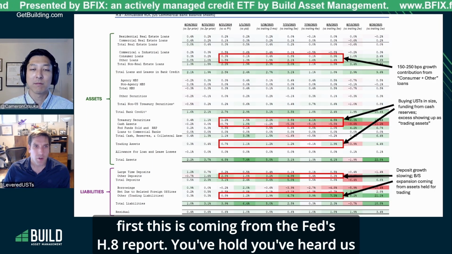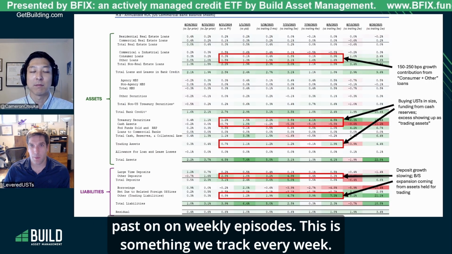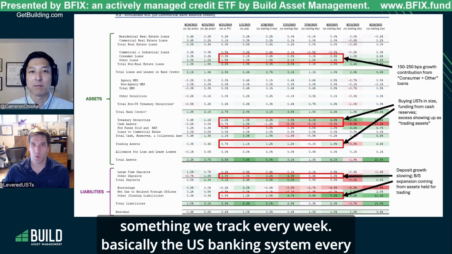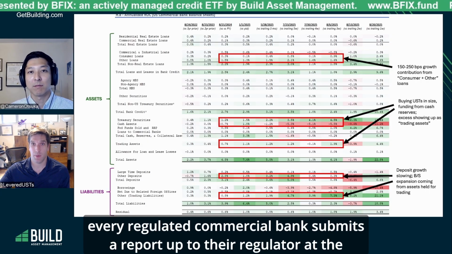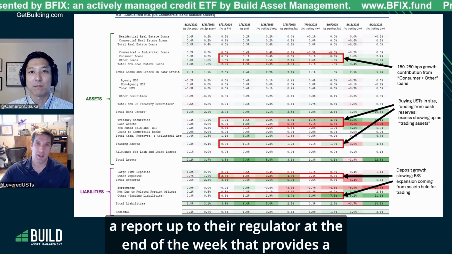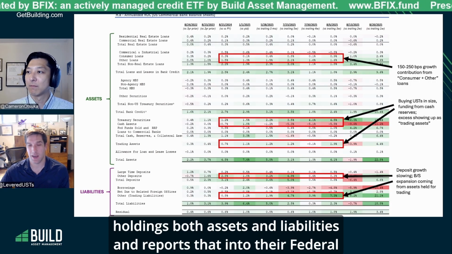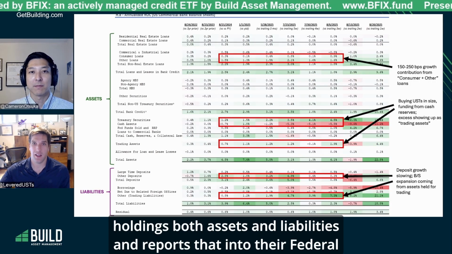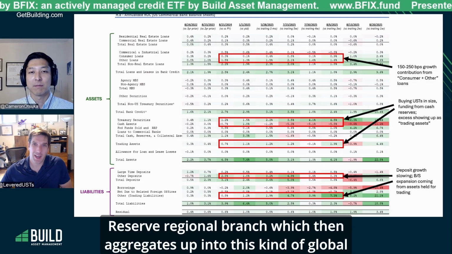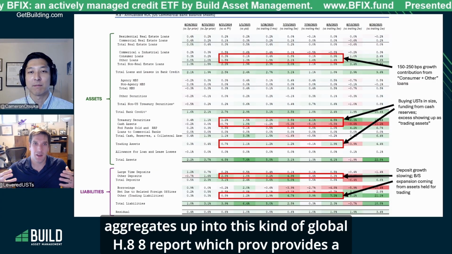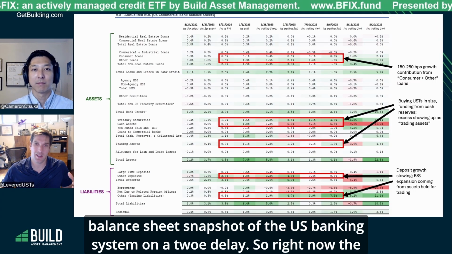So first, this is coming from the Fed's H.8 report. You've heard Cameron and I talk about this in the past on weekly episodes. This is something we track every week. Basically, every regulated commercial bank in the U.S. banking system submits a report to their regulator at the end of the week that provides a balance sheet snapshot of all their holdings, both assets and liabilities, and reports that into their Federal Reserve regional branch, which then aggregates up into this global H.8 report, which provides a balance sheet snapshot of the U.S. banking system on a 2-week delay.